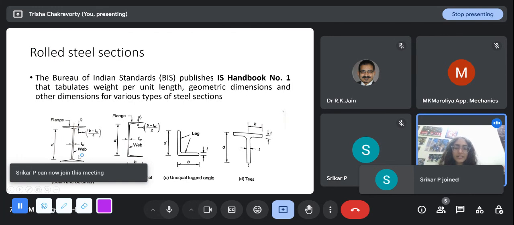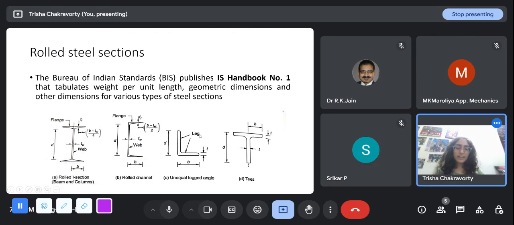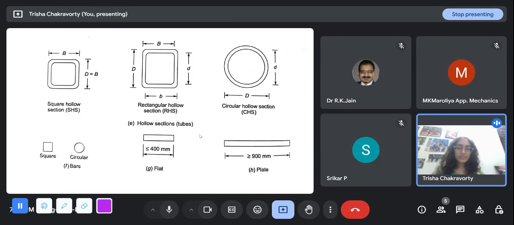This is an I section, a joist. This is a channel section or a C section. This is an angle. This is a T section. These are some of the sections that we use. These are some hollow sections and some solid sections.